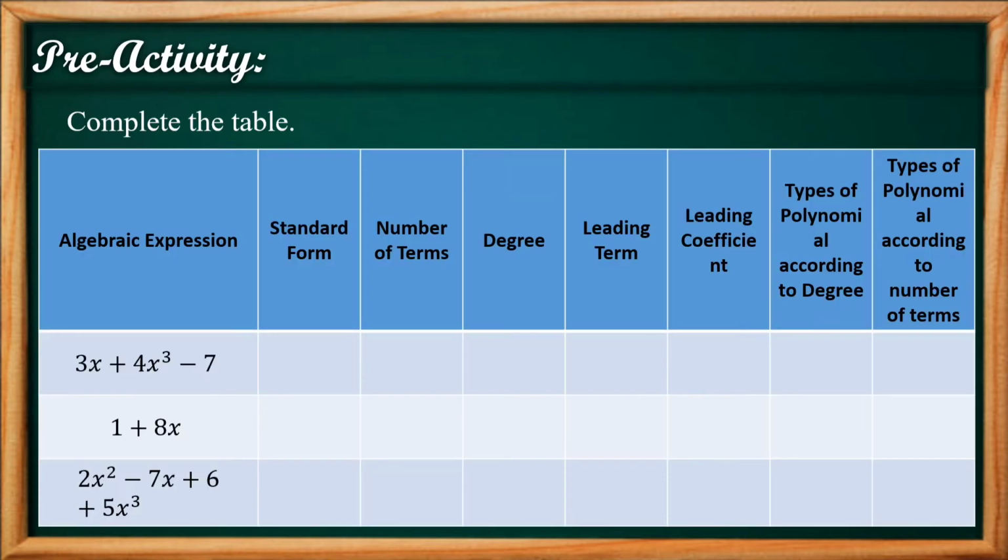Now, let's have here an activity first. Complete the table. We have here the term, standard form, number of terms, degree, leading term, leading coefficient, types of polynomials according to degree, and types of polynomial according to the number of terms. Bago natin sasagutin yan, tatalakayin natin kung ano yung mga polynomials. Then after that, masasagutan na natin ano ang dapat isasagot sa bawat section o bawat cell ng table natin.